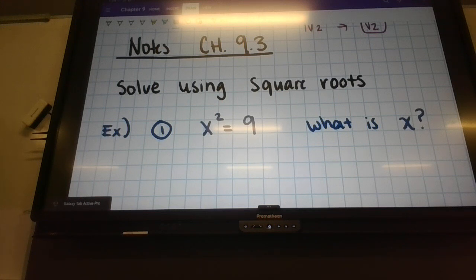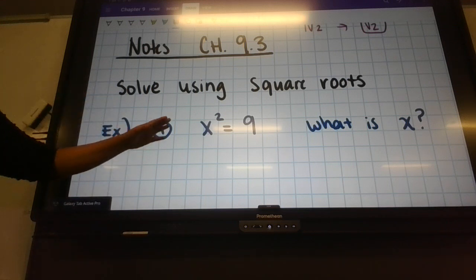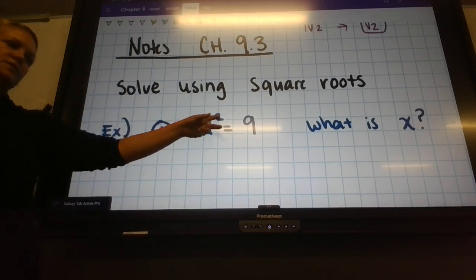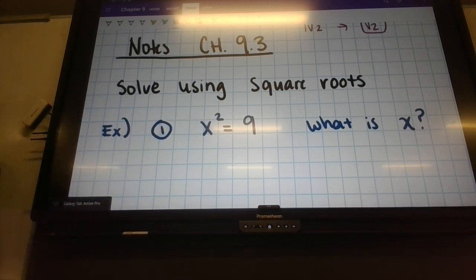What is X? Anyway, you guys know we're still talking about parabolas, quadratics, and factoring. Here we're talking about solving when X is squared. When you look at this, you can just use logic to say what X is. If something squared equals 9, then what is that something? 3.